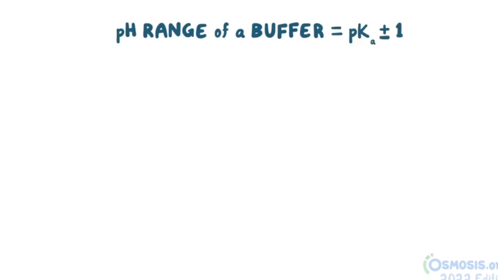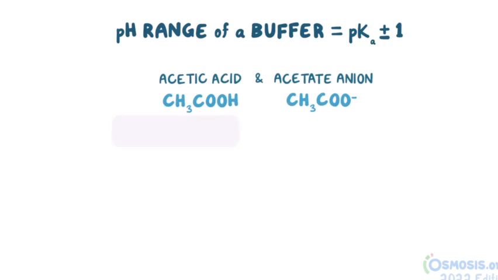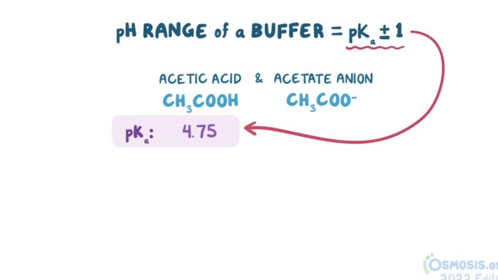For example, we can consider a buffer system consisting of acetic acid and its conjugate base, the acetate anion. The pKa value for acetic acid is 4.75. Therefore, the range of effectiveness of the acetic acid acetate buffer solution is plus or minus 1 from this pKa value, corresponding to a pH range from 3.75 to 5.75.